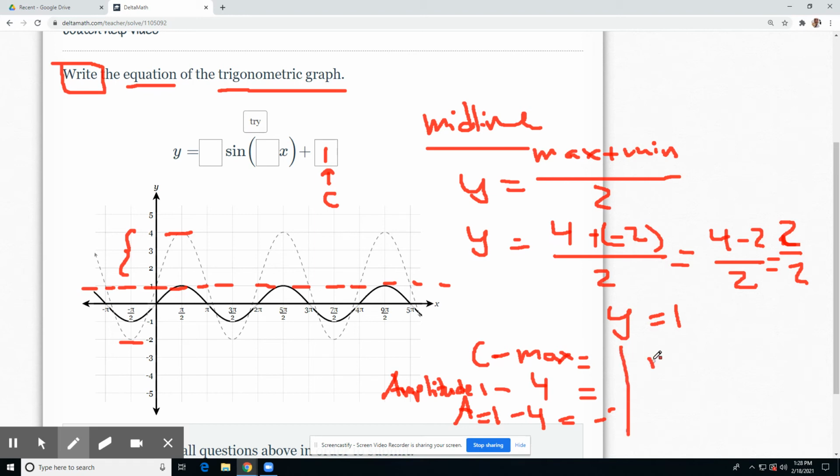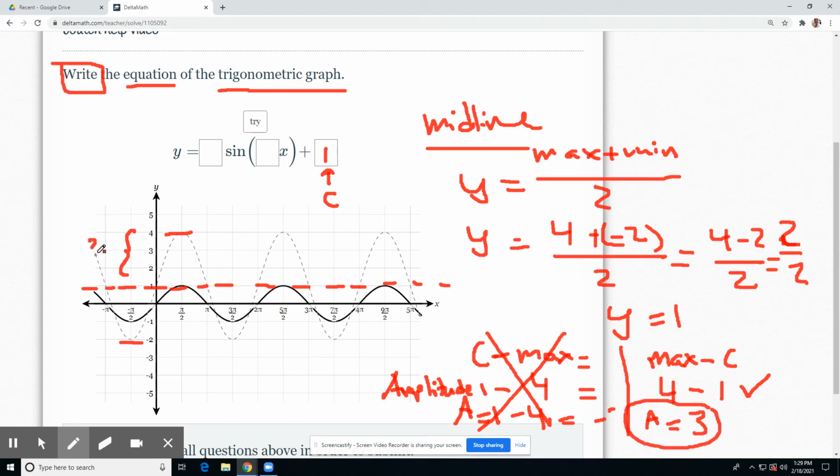How about max minus the midpoint? You shouldn't have the max first. That's the biggest number, so that'd be 4. So this looks like it was off. Sorry about that. Max minus the midpoint of 1 gives me 3. The maximum 4 minus 1 is 3. So our amplitude is 3 there.